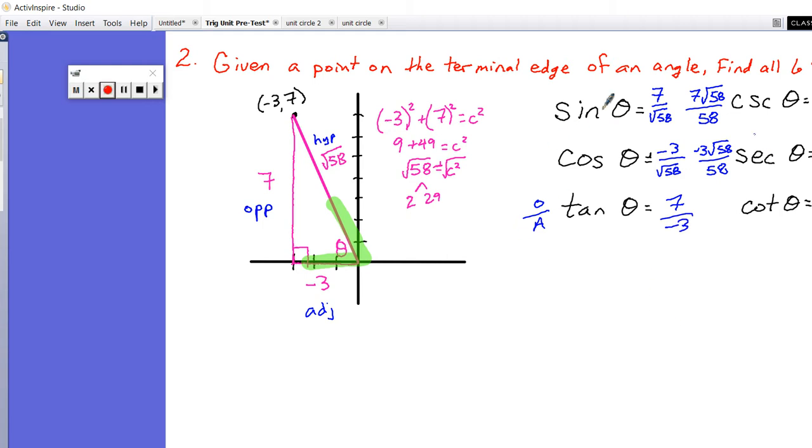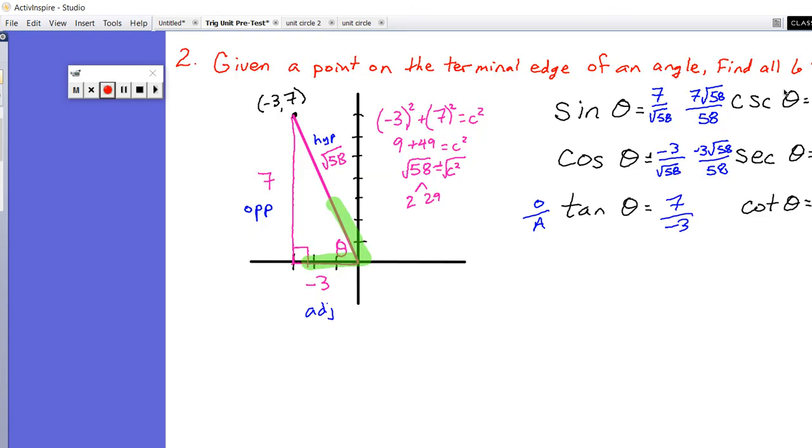Now I'm going to flip these upside down to get the cosecant, and I'm going to use the first part, not the second part, just because I don't want to. If I flip the second part, it puts the square root back on the bottom, whereas if I flip the first part, it's just the square root of 58 over 7. Same with this. This is the square root of 58 over negative 3, and this is negative 3 over 7.